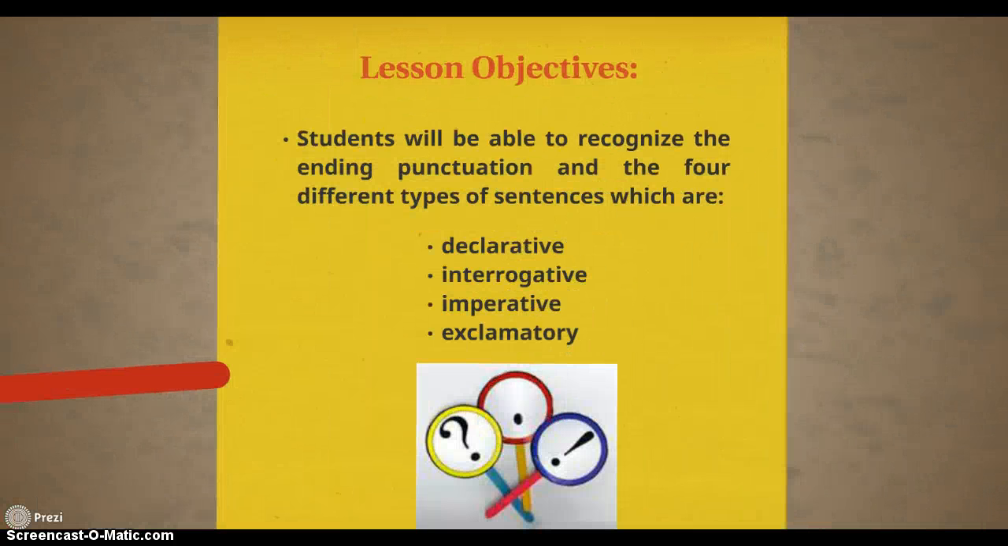For this lesson, the lesson objectives are that the students will be able to recognize the ending punctuation and the 4 different types of sentences, which are the declarative, interrogative, imperative, and exclamatory sentences.